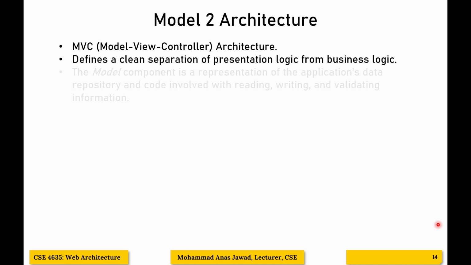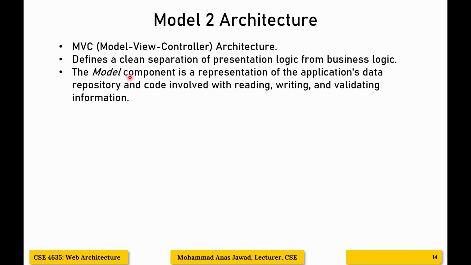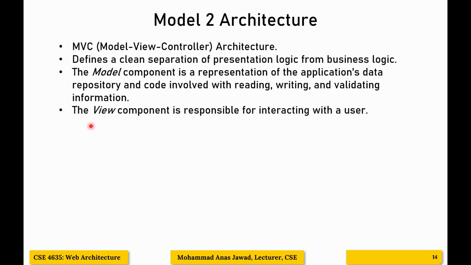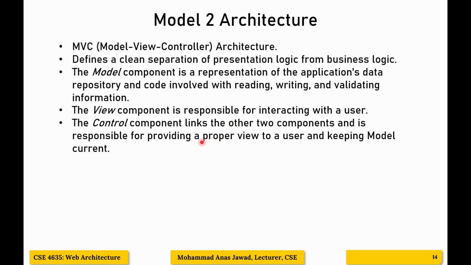So to recap what the model, view and controller are in the MVC architecture, the model component is a representation of the application's repository and the code involved with reading, writing, and validating information. Basically, what this means is the model is responsible for handling the business logic of your application. The view component is responsible for interacting with a user. That is, the view component is what the user will see whenever he or she interacts with your application. The controller component links the two components and is responsible for providing a proper view to a user and keeping the model updated.